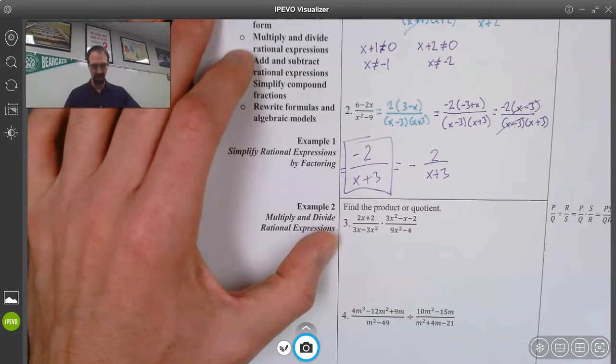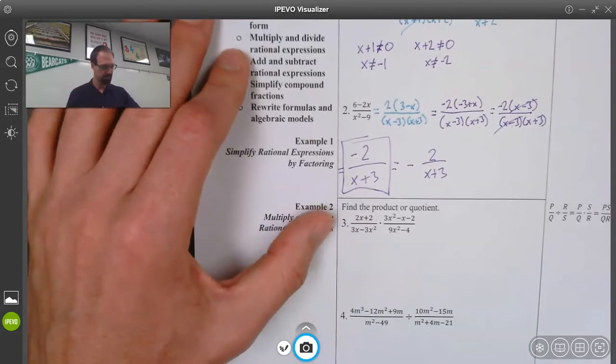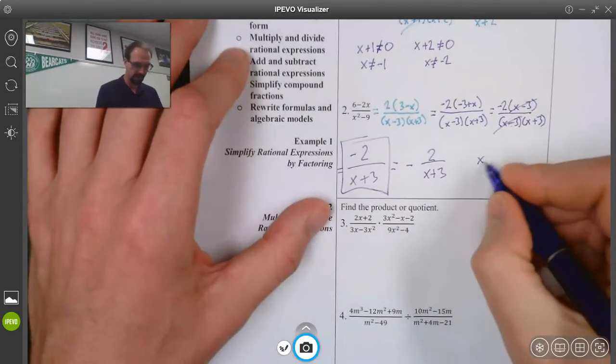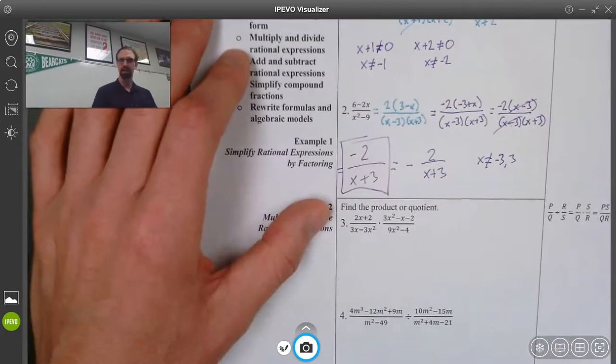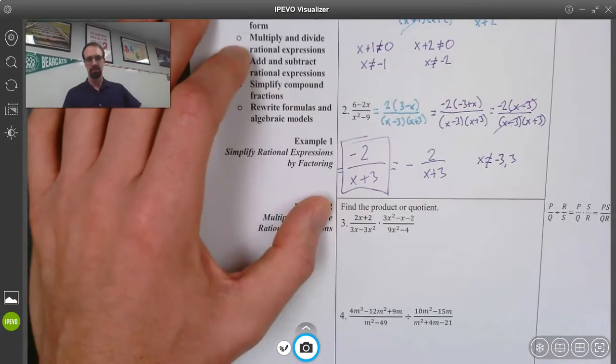And then just to talk about the values of what you can't have, in this example, x could not equal -3 and 3. I got that by setting my factored denominators not equal to 0 and then solving.